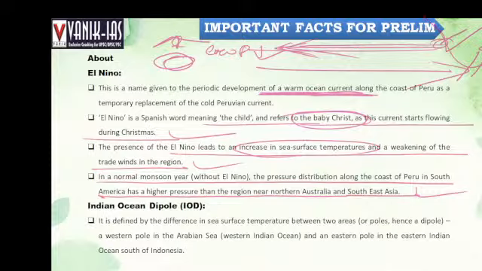And the Indian Ocean Dipole (IOD) is defined as the difference in sea surface temperature between two poles: a western pole in the Arabian Sea and an eastern pole in the eastern Indian Ocean, south of Indonesia. The sea surface temperature difference between these two poles is called the Indian Ocean Dipole.